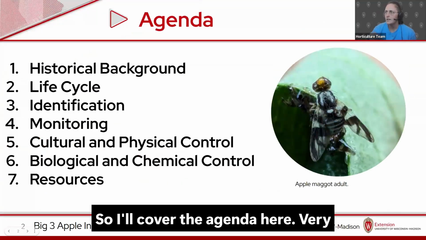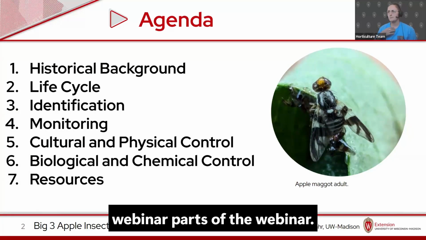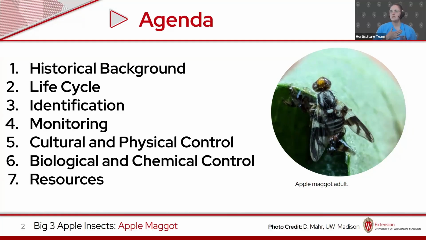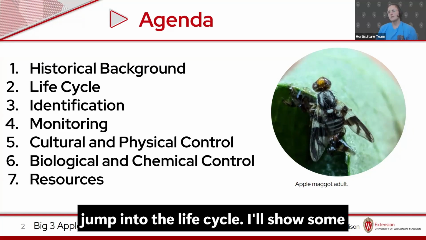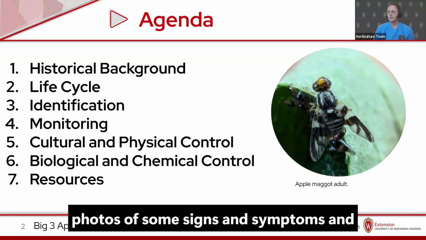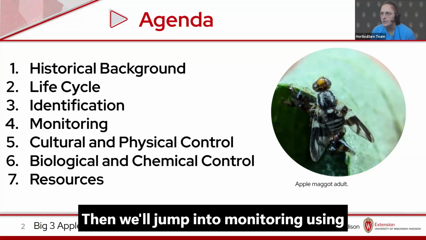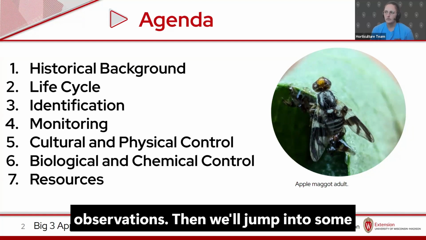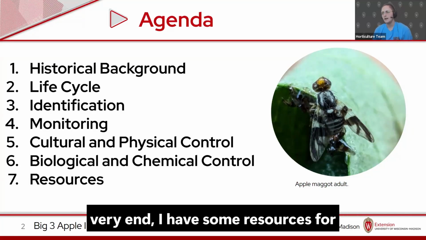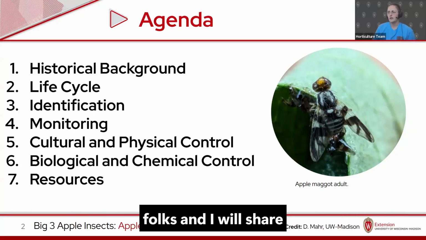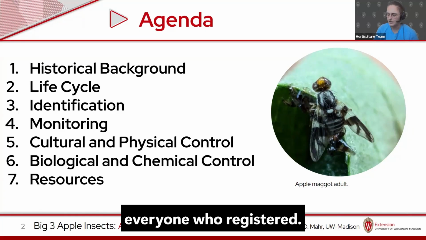I'll cover the agenda here, very similar to the last two parts of the webinar. We'll talk a little bit about the historical background of apple maggots, jump into the life cycle, and I'll show some photos of signs and symptoms and general identification. Then we'll jump into monitoring using trapping and visual observations, then control measures. At the very end, I have some resources for folks, and I will share this PowerPoint PDF with everyone who registered.